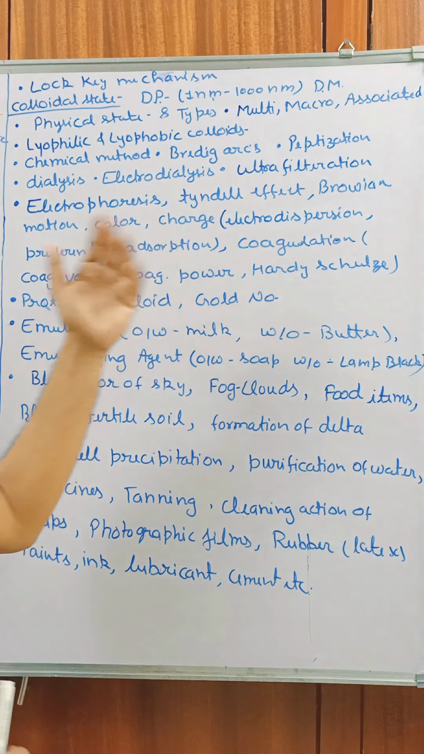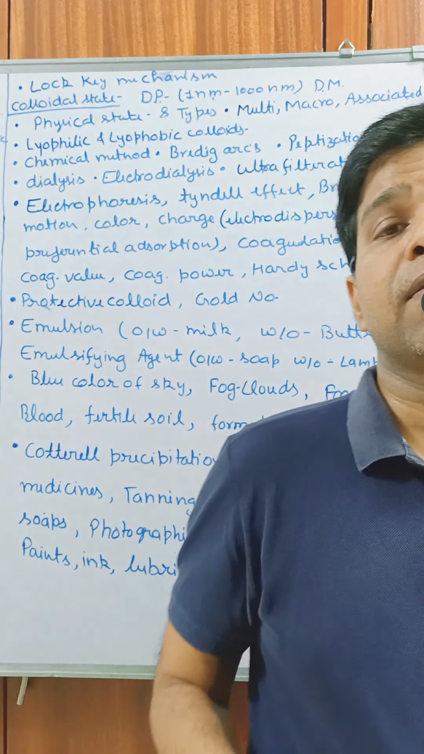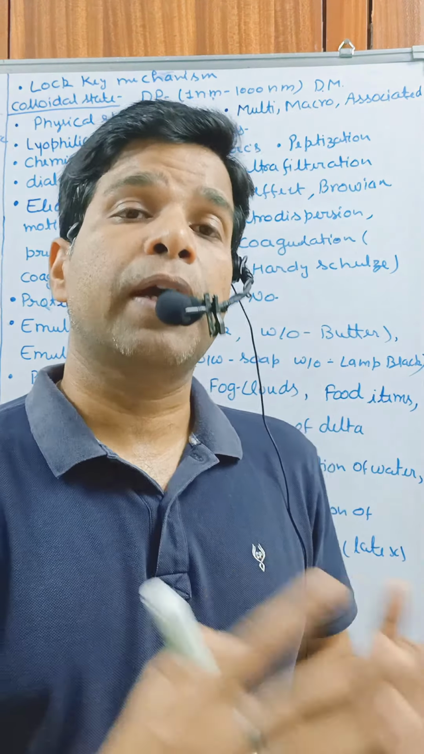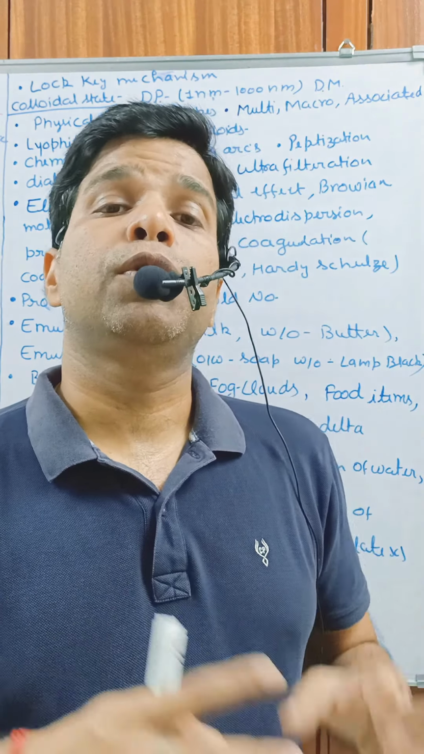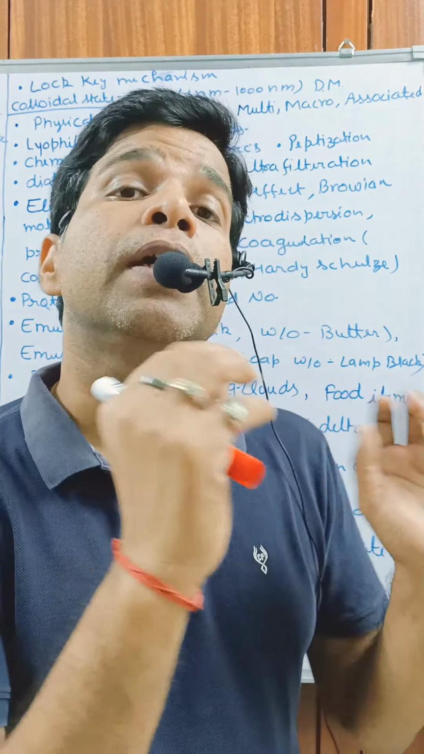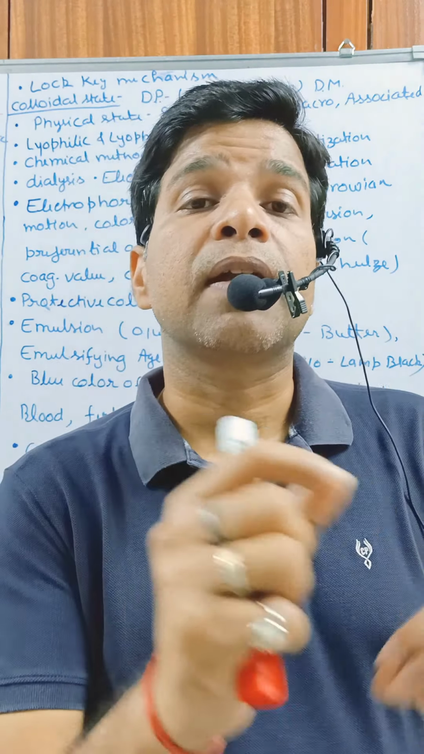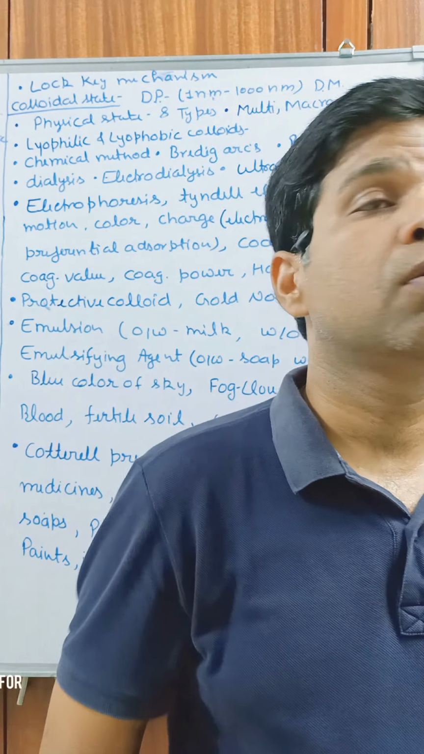Next one is color. Colloidal particles always scatter the light, and due to the scattering of the light, they create a particular color. Like the color of the sky is blue. The color of the sky is blue due to the presence of impurities, water or dust molecules in the air, which scatter the light in such a way that the color of the sky appears to us as blue.